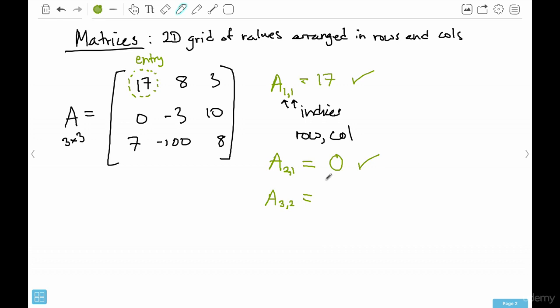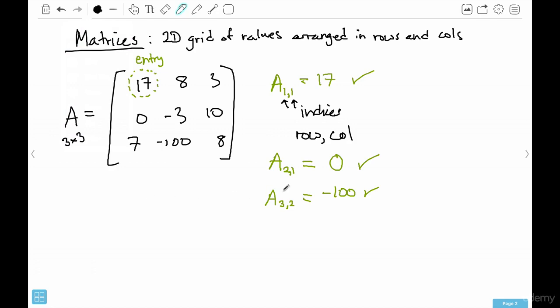Okay, so when I say a sub 3, 2, I'm talking about the third row, which is this last row here, and then the second column, which would be this value here, which is negative 100. Okay, so now that you've got a hang of this subscript notation, I'm actually going to generalize this a bit so that we can talk about any old matrix.